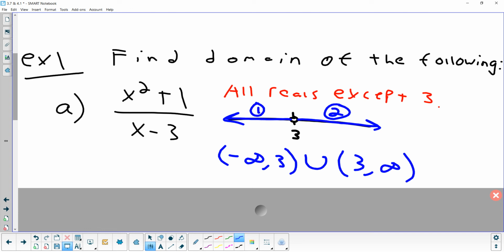So everywhere you have a hole in the graph, it breaks it into another piece. If you had a graph with 2 holes in it, you would break it into 3 pieces. Everything below that, between that, and above that. But this one only had one hole in the graph.